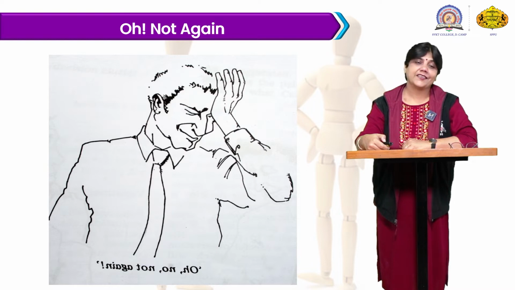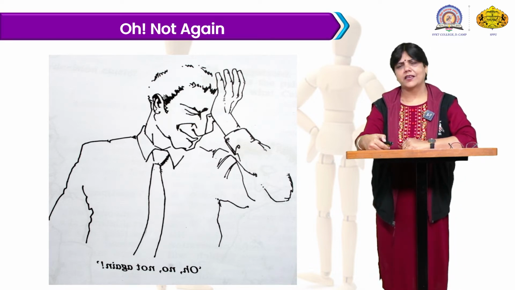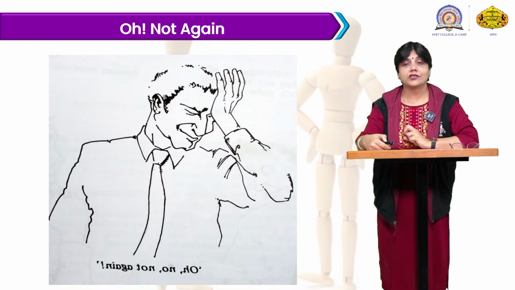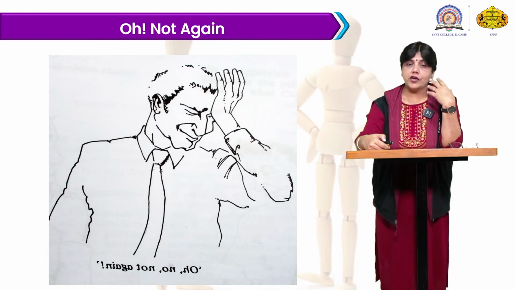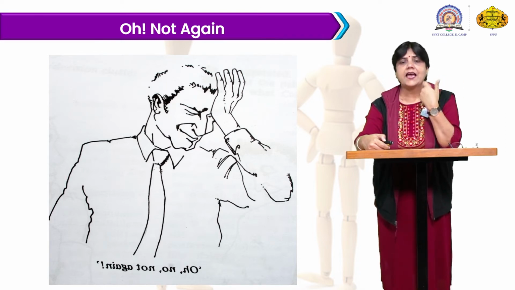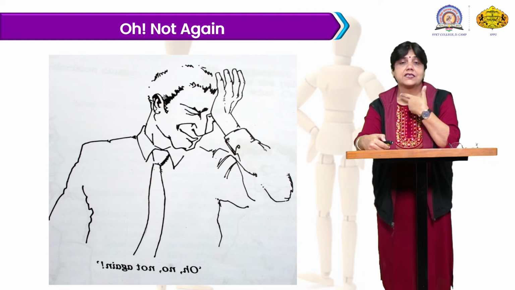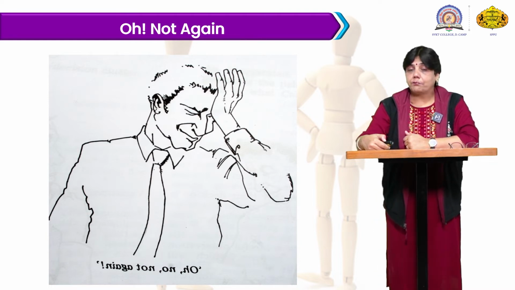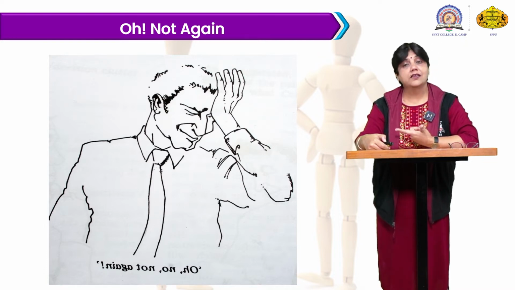Oh, not again. This shows a sign of being fed up. Oh, not again. Why time and again is this happening to me? Or why am I not able to do it in a desired manner? So this particular sign, where a person is putting a hand on the forehead and closing his eyes, and his lips are slightly spread, is the sign of the person getting fed up at his work or at his personal issues.